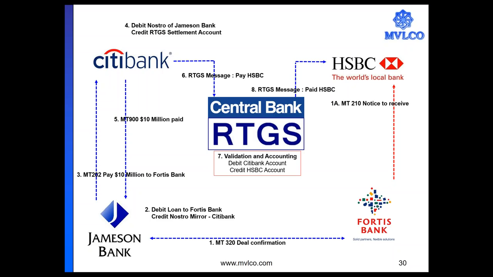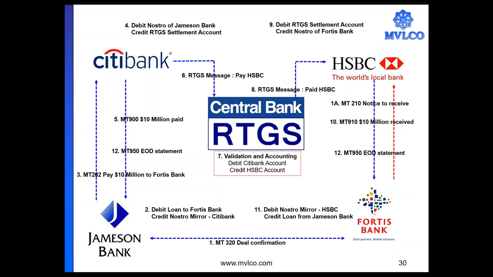When HSBC receives this message, HSBC would credit the account of Fortis and intimate Fortis by sending a confirmation of credit, that is MT910. In this way, Fortis would come to know that the account has been credited. At the end of the day, both Citi and HSBC may send a 940 and a 950 statement depending again on the situation. So this is how the 2 series is used. In this example of 2 series, we used only one transaction. We created only one transaction, Jensen making a payment to Fortis Bank, single transaction.